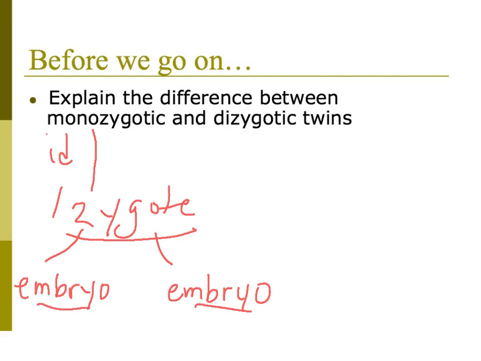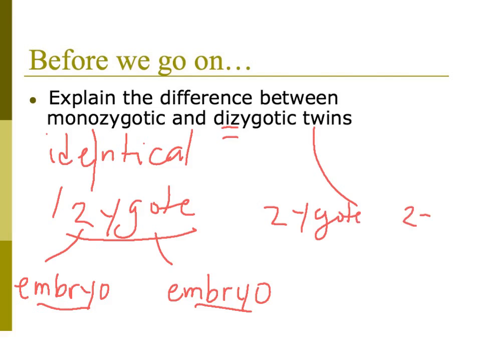So monozygotic twins, we also often refer to them as identical twins. Dizygotic, di means two, so we have mom released two eggs, and they both ended up being fertilized, so we have zygote A and zygote B, and from both of these developed an embryo.